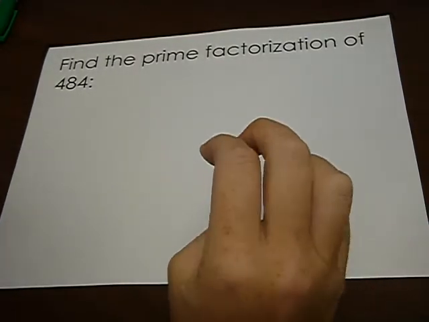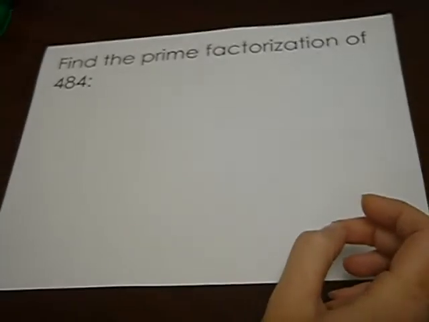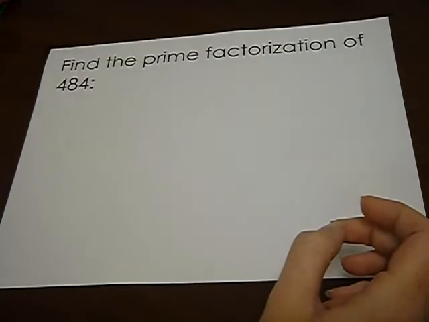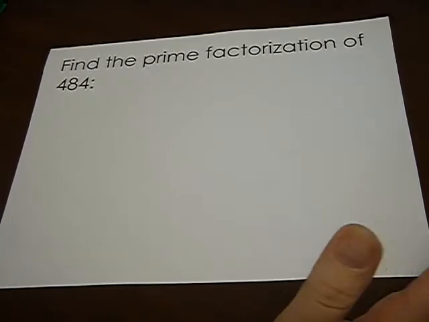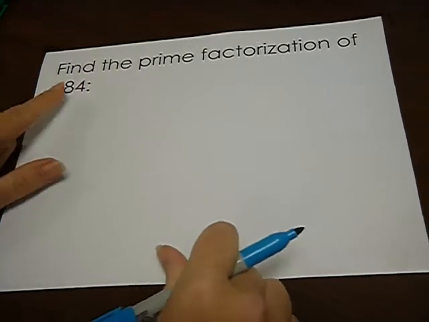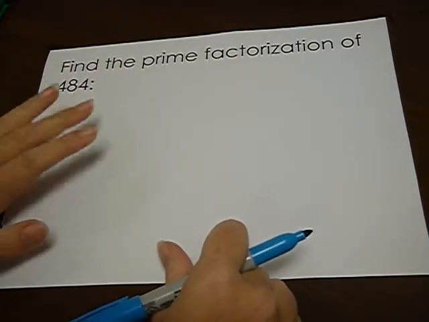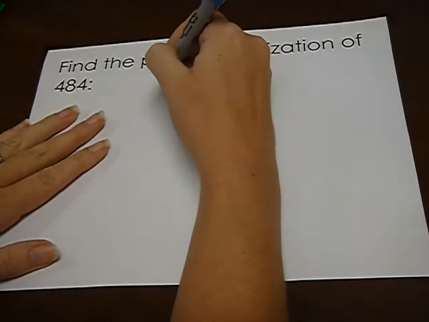This is the review for the test we'll be having on Friday over prime factorization, greatest common factor, and least common multiple. The first thing on the test will be prime factorization, and we need to be able to take a large number like 484 and break it down into its prime factors. That's when we use the factor tree.